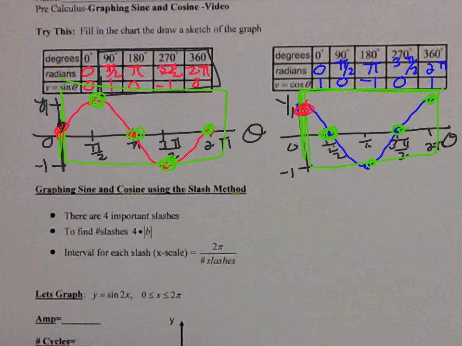Okay? So, graphing sine and cosine using the slash method. So I just said there are 4 important points. There's 4 important slashes. To find the number of slashes, it's 4 times the number of cycles you have.